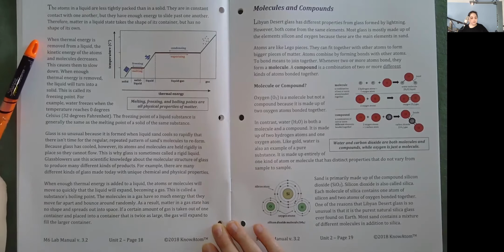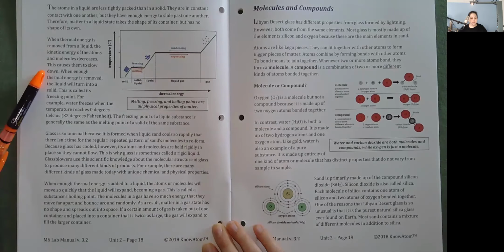When thermal energy is removed from a liquid, the kinetic energy from the atoms and molecules decreases. This causes them to slow down. When enough thermal energy is removed, the liquid will turn into a solid. This is called its freezing point.